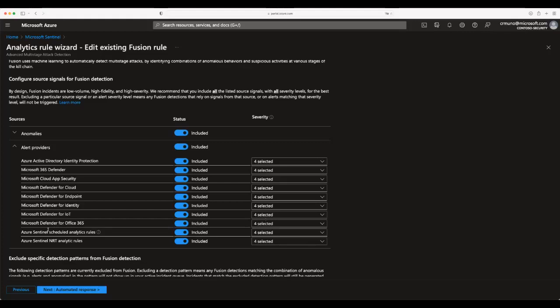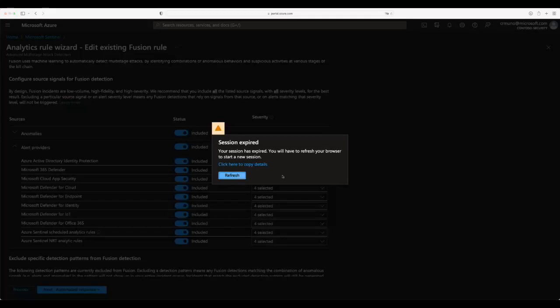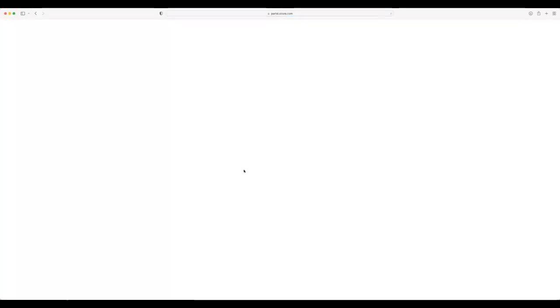When it comes to the alert providers, again, we have it ranging all the way from identity protection to Microsoft Sentinel near real-time analytic rules. On the right-hand side here, we have our severity levels. So we can actually exclude, for example, informational and only include high. So there's definitely lots of flexibility here when it comes to what we have here as part of Microsoft Sentinel Fusion.